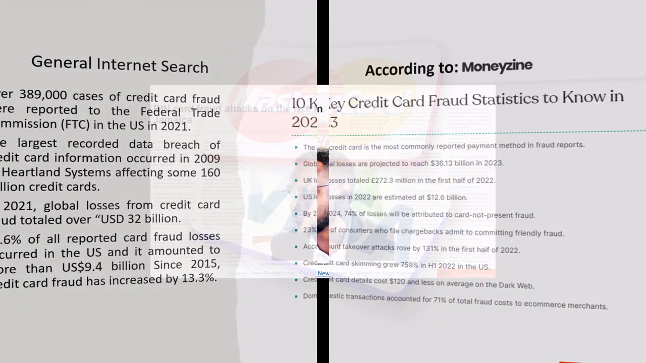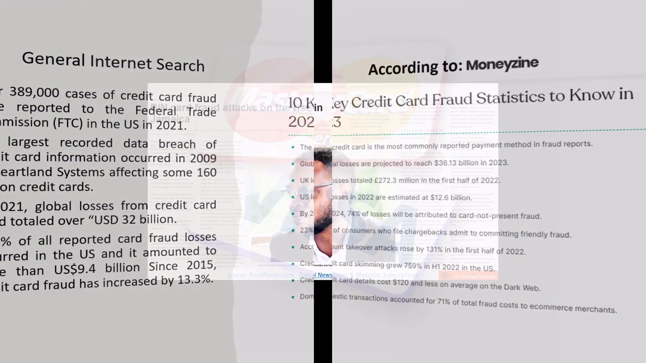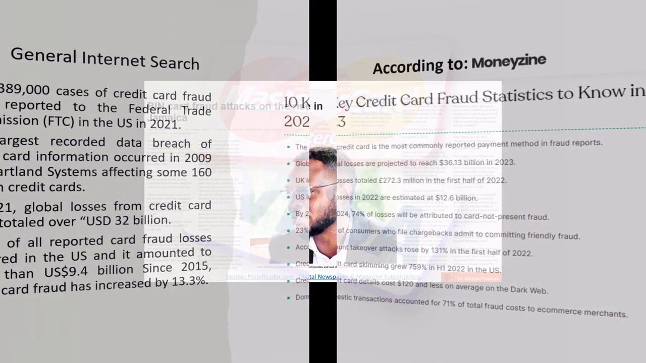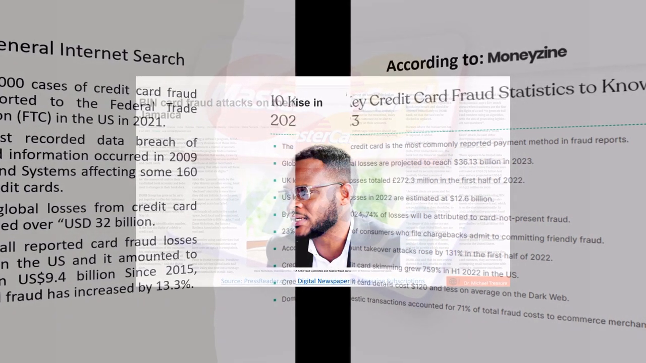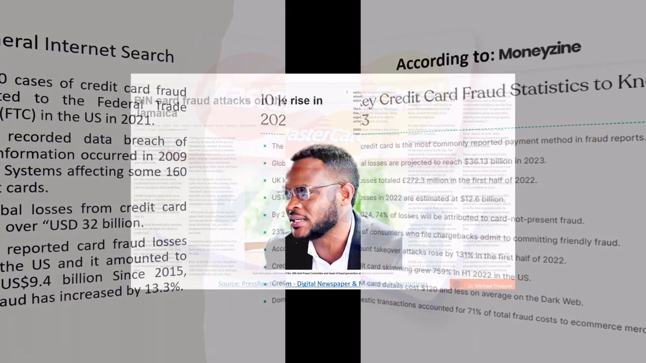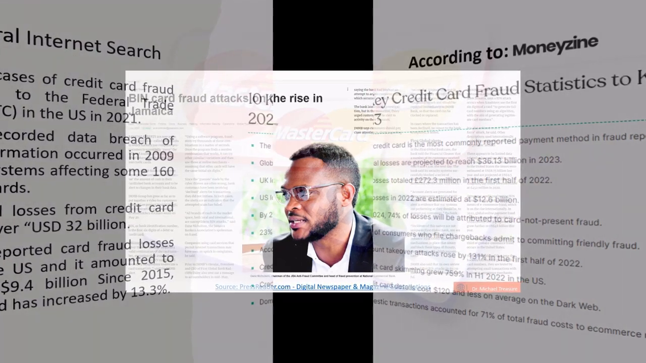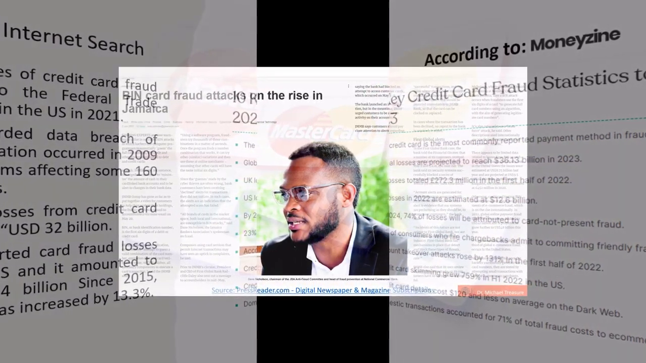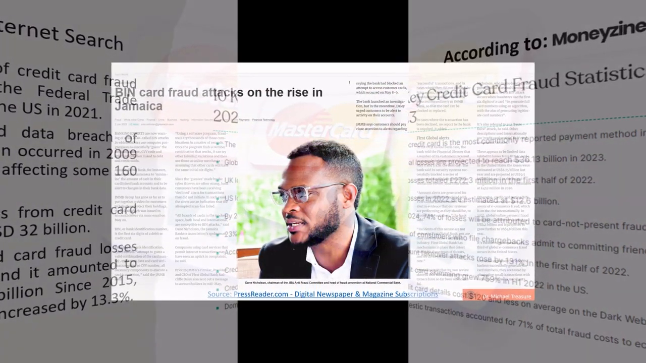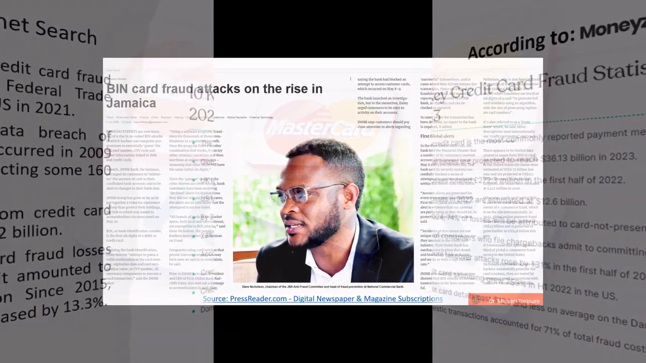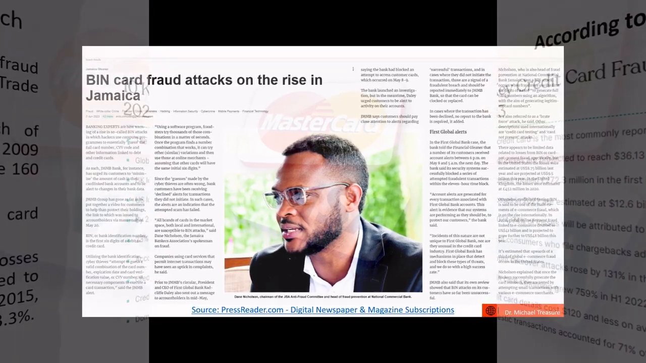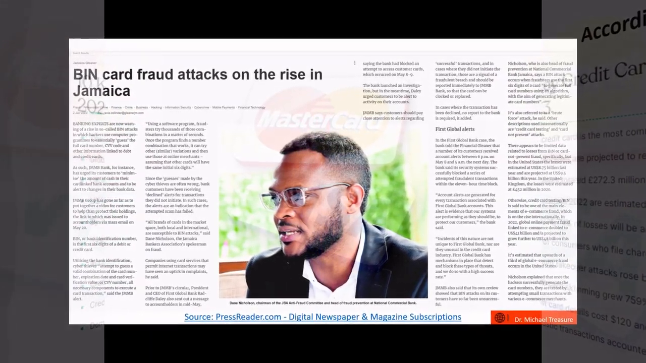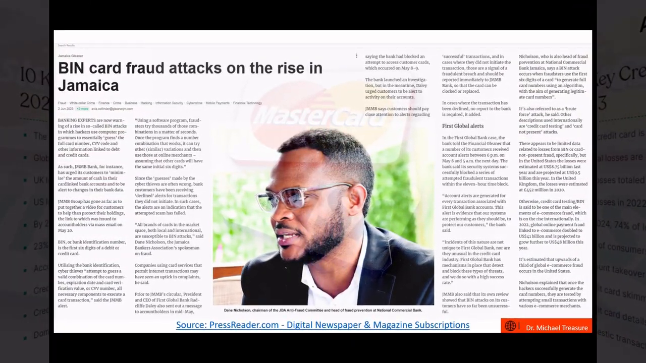The article referenced here about Jamaica talks about the rising BIN card fraud attacks that are on the rise in Jamaica. BIN, Bank Identification Number, is generally the first 4 to 6 digits of a card number that is assigned by the card network to a specific bank. The BIN not only identifies the bank, but it also identifies the card network.